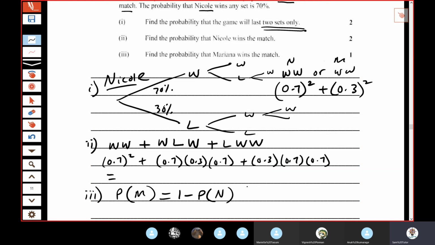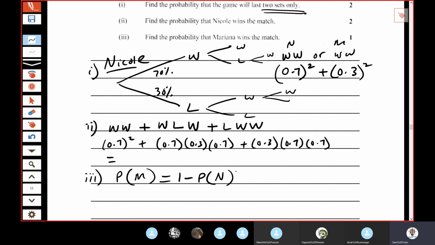Right, enough? Makes sense, doesn't it? So Mariana winning, 1 minus Nicole winning, and you just worked out what probability of Nicole winning is. So it'll just be a little bit faster. And that's why it's worth 1 mark, right? I mean, that's what you're going to look at when you're starting to look at your exam style questions, oh, it's only a mark. But yeah, it's also there because you could have just copied the same thing and just changed your 0.7s to 0.3s, your 0.3s to 0.7s, and yeah, good stuff.